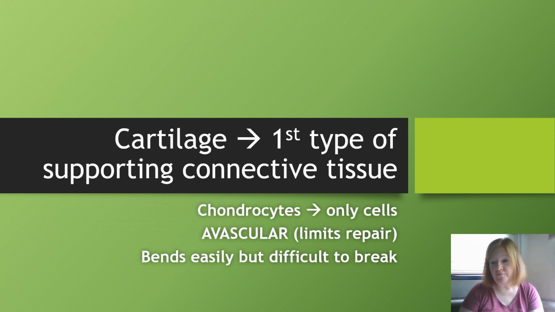Okay, cartilage, the first type of supporting connective tissue we're going to talk about. The only cells found in cartilage are chondrocytes, and they're the cells that produce the cartilage. Cartilage is avascular, so it limits the repair because there isn't an efficient blood supply. And cartilage bends easily, but it is difficult to break.